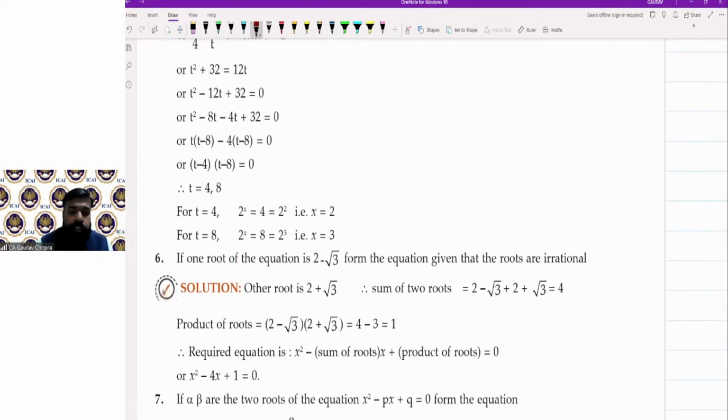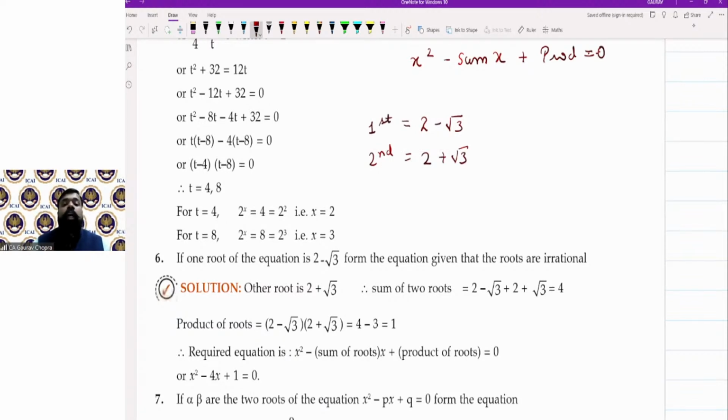So how to form the equation? The formula says x square minus sum of roots times x plus product is equal to 0. Now we must have an idea of the roots of the equation. The first root is 2 minus root 3. Then automatically the second root will be 2 plus root 3, because they always come in a conjugate pair. Now in order to calculate the sum, let us add them. On adding, root 3 will get cancelled. What is left? 4 is left.